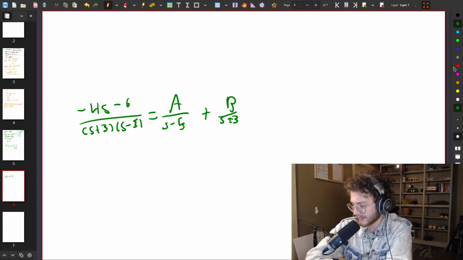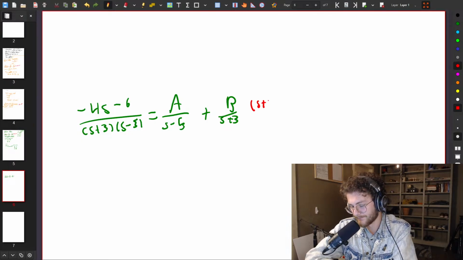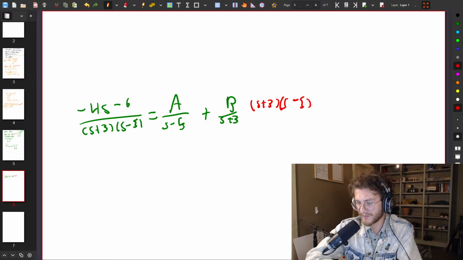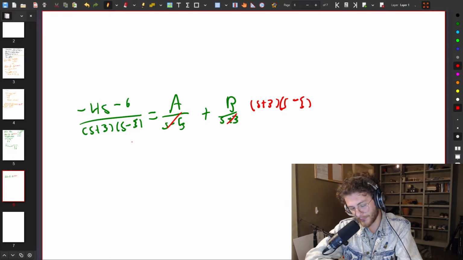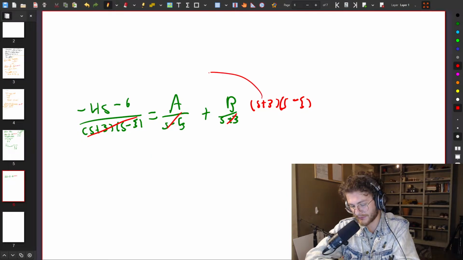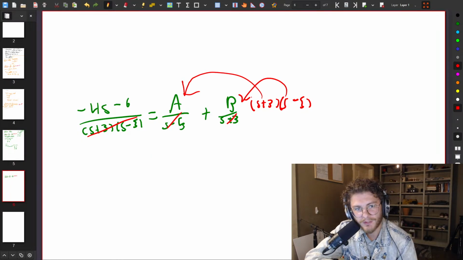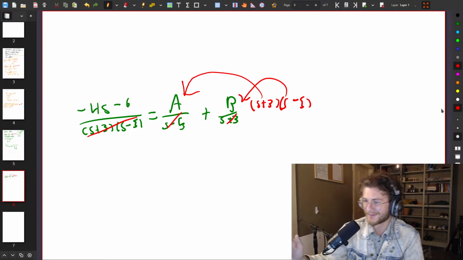And now we're going to do the same thing we did the last 2 times before, which is to multiply by s plus 3, s minus 5 on both sides. And what's that going to do? It's going to kill this, it's going to kill this, and it's going to kill this, but what's it going to replace? It's going to distribute this guy here, and it's going to distribute this guy right there. And we got a system that works.